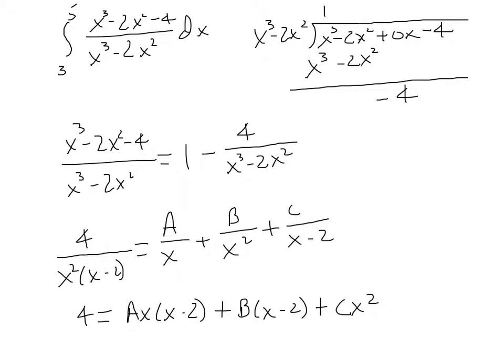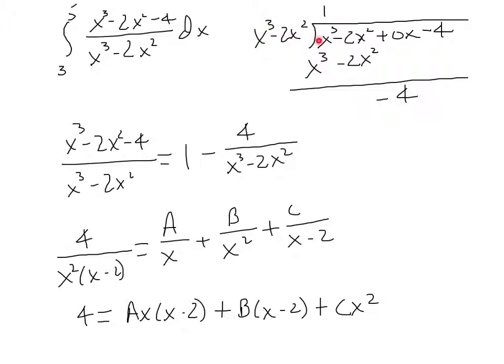In order to find the integral from 3 to 5 of the function (x cubed minus 2x squared minus 4) over (x cubed minus 2x squared) dx, we're going to realize that we have the same power on the x variables. And so what we're going to start doing is divide this out using long division.